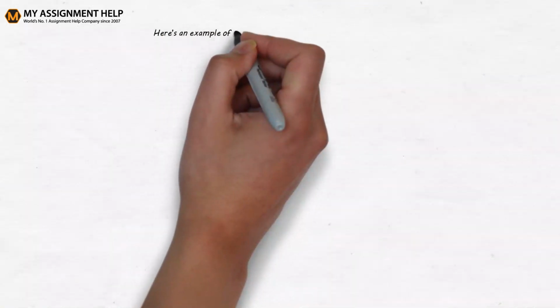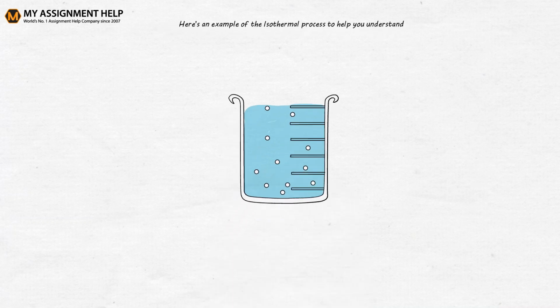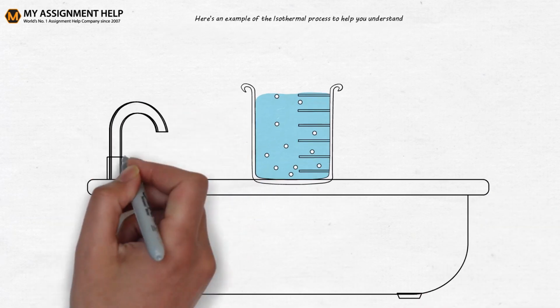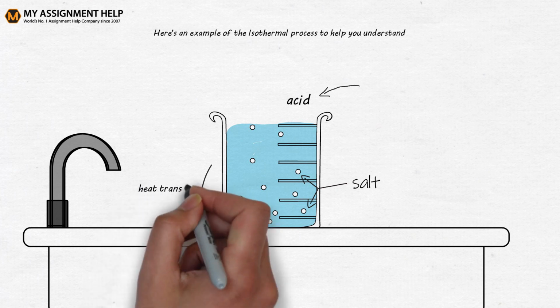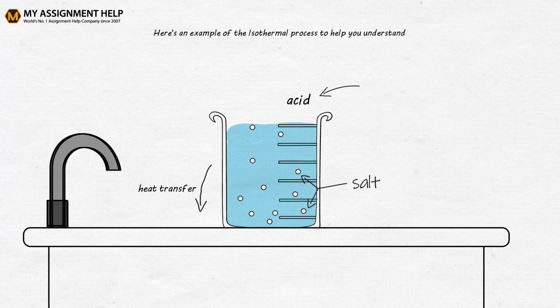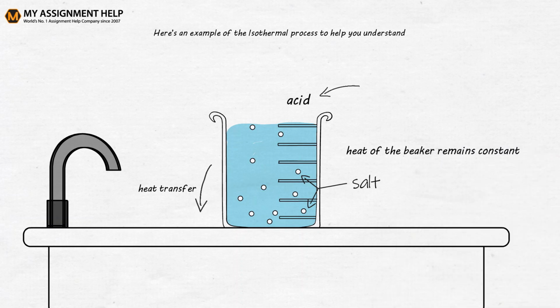Here's an example of the isothermal process to help you understand. Let's assume that a beaker is placed in a tub full of water. Let the beaker contain the base. Now, slowly add the acid to it. The acid and base will react with each other to form salt. You will gradually observe heat generating from the process. Since the acid is added slowly, it gives the time to transfer the heat from the beaker to the tub. So, what can we derive from the example? The heat of the beaker remains constant. This is how an isothermal process in thermodynamics works.